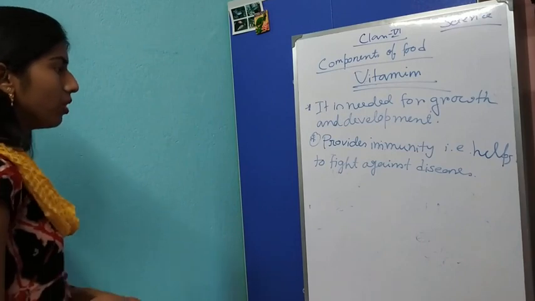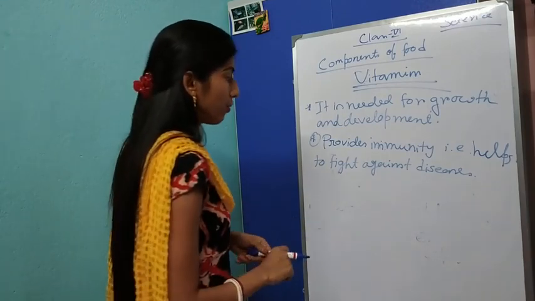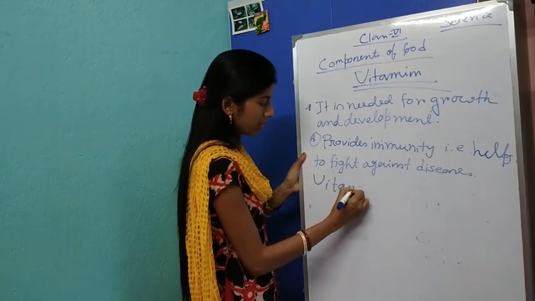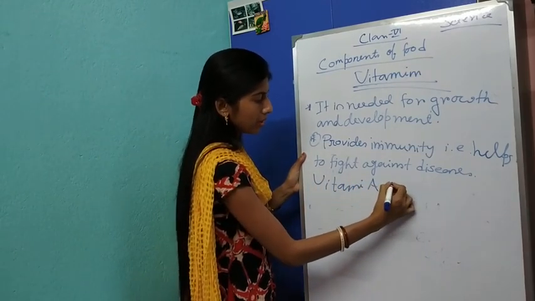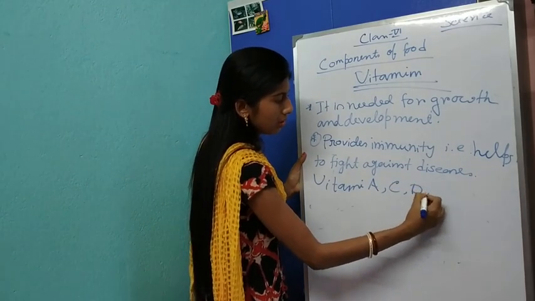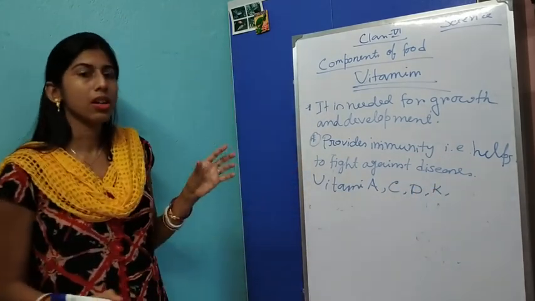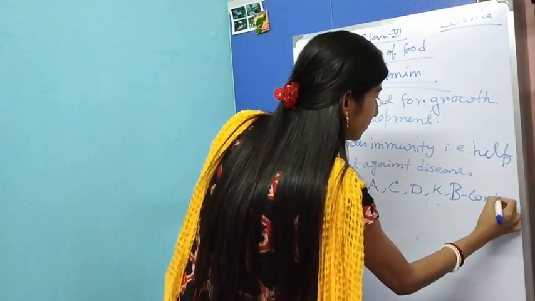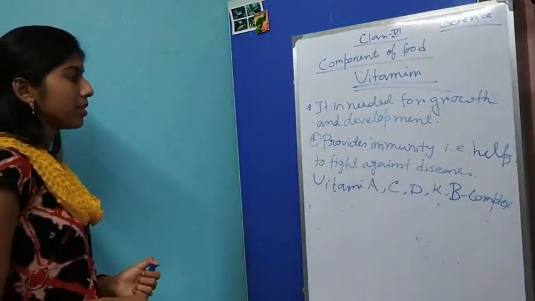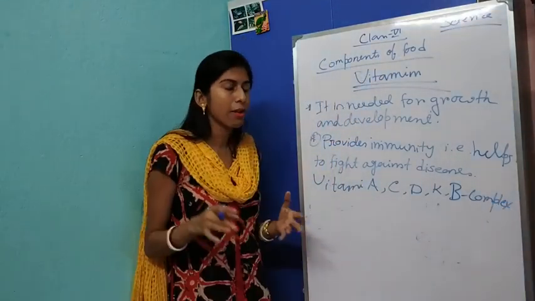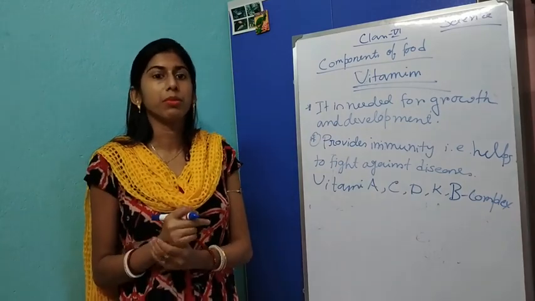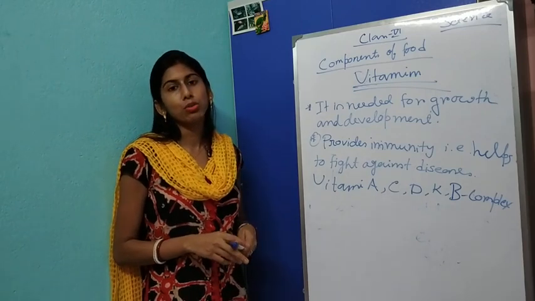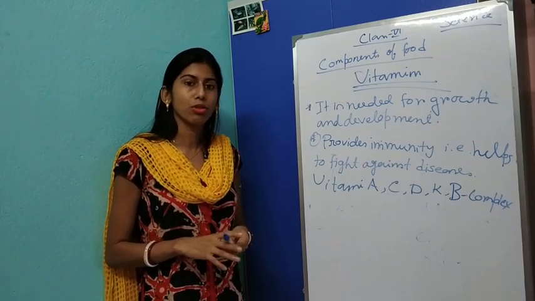Okay, so there are many different types of vitamins present. The first one is vitamin A, vitamin C, vitamin D, vitamin K, and another one is a complex of vitamins which is called vitamin B complex. Okay, and vitamins have some properties. Some vitamins are water soluble and some vitamins are fat soluble. So according to that, vitamins can be divided into two groups: water soluble vitamins and fat soluble vitamins.